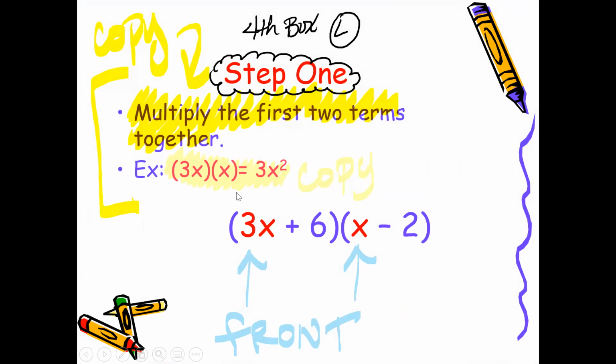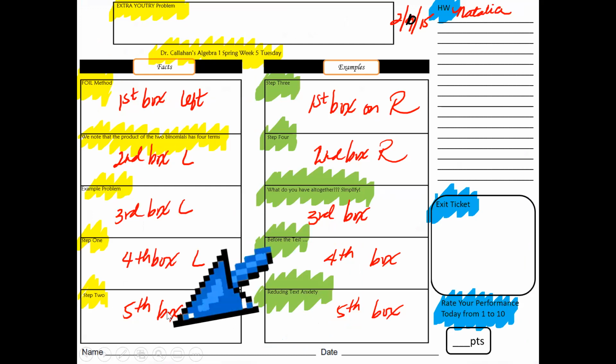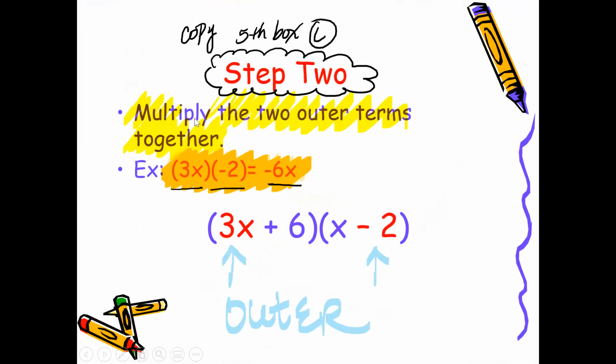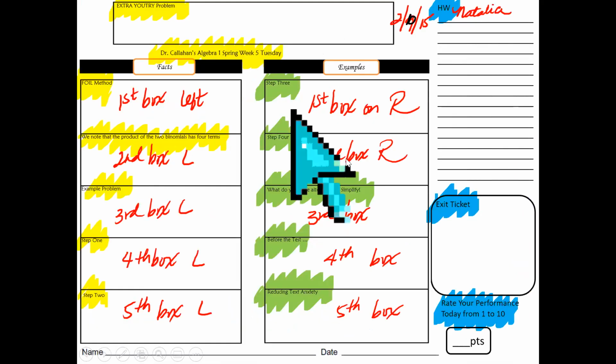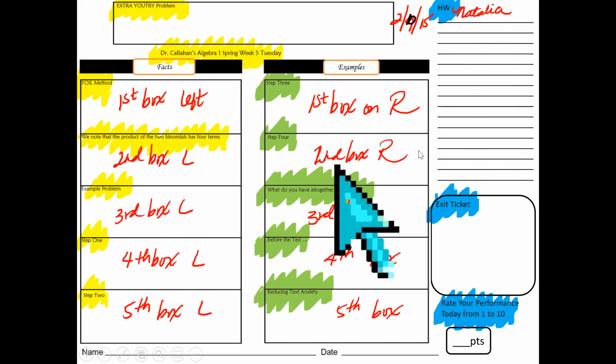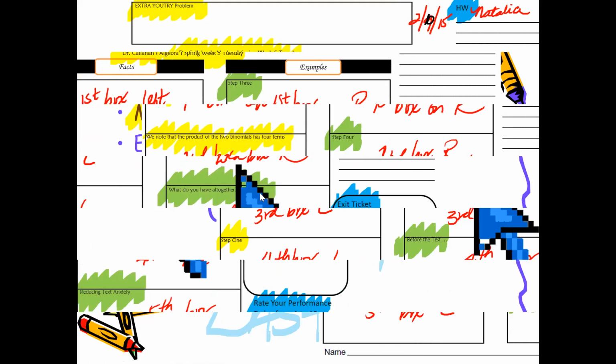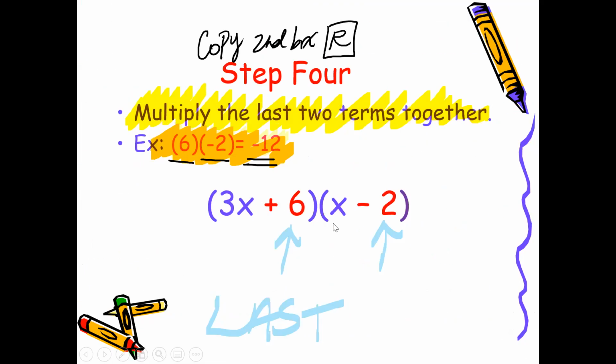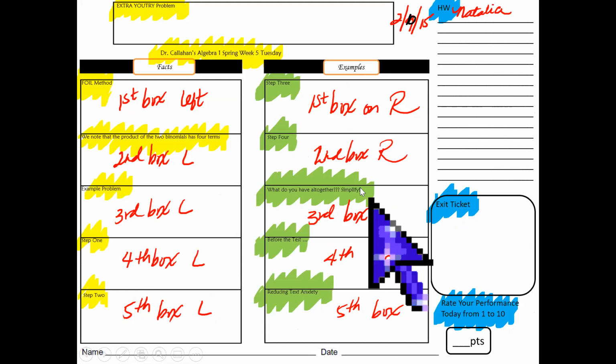Under step 1, step 2 is going to be O as in outer. If you look at the O as in outer, these two, 3x and negative 2, will give you a negative 6x. Step 3 is going to be I for inner. So what 2 terms are on the inside of this polynomial? It is 6 and x, which gives you a 6x. And then step 4, you have L, which stands for last. And that's 6 times negative 2, which gives you a negative 12.